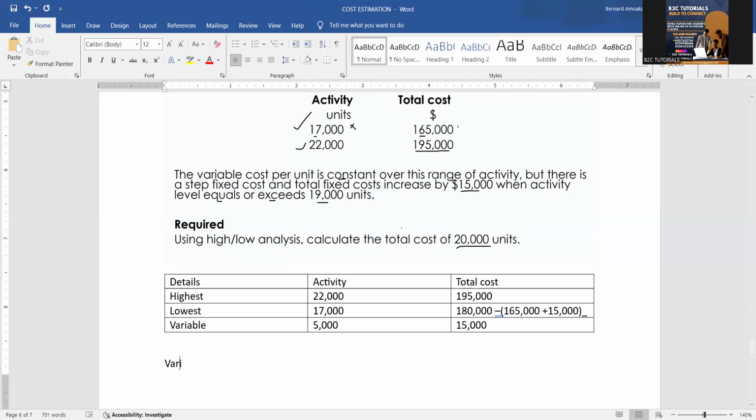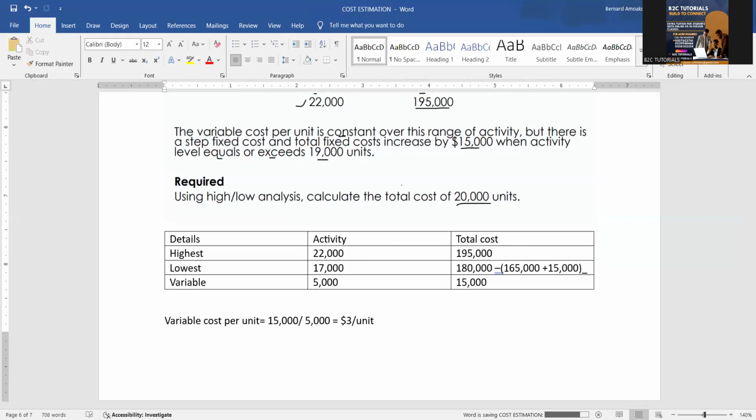From here, you can determine your variable cost per unit. So variable cost per unit would be equal to the total of the 15,000, I believe by now you should understand it, divided by the 5,000 activity level. That happens to give us what we call $3 per unit. So that would be our variable cost. Now, after determining the variable cost, it's the same procedure. What would happen is that we need to substitute the variable cost into the one that already has the fixed cost component there. That is the 22,000.